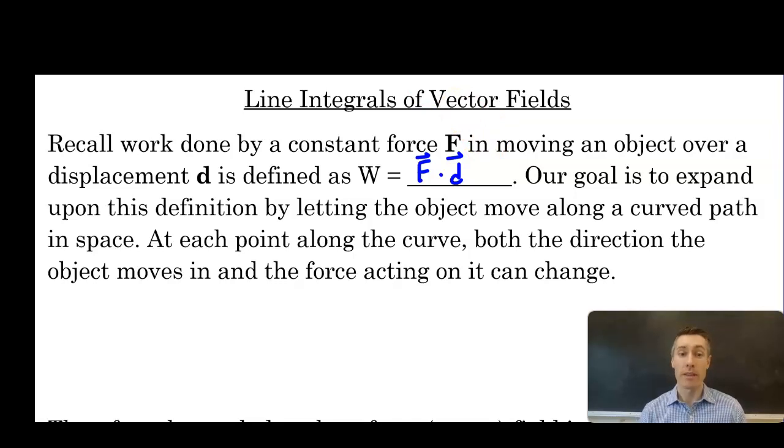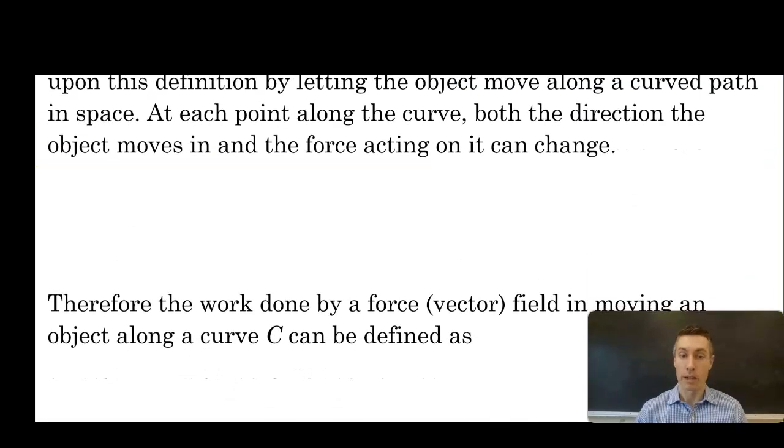Now our goal is to expand upon this definition by letting the object move along a curved path in space, so that we're no longer restricted to a linear path between 2 points. Instead, we can choose any path that we want between those same 2 points. At each point along the curve, both the direction the object moves in and the force acting on it can change. So that's the other variation here. We're not restricted to a constant force acting on the object. The force acting on the object can change as we move along the curve, and that's going to be based on the vector field. So let's draw a picture to visualize what we're describing.